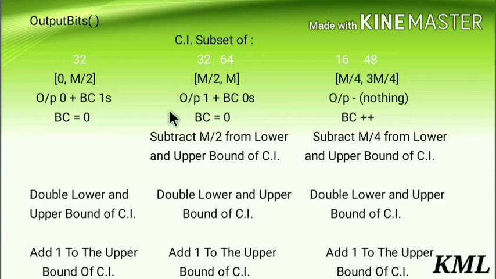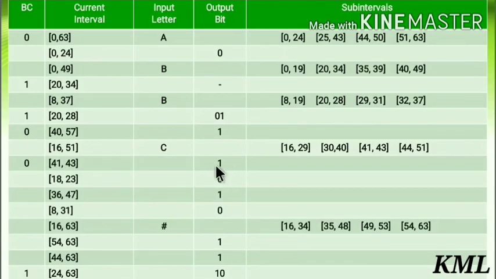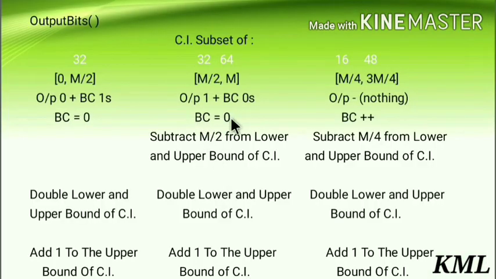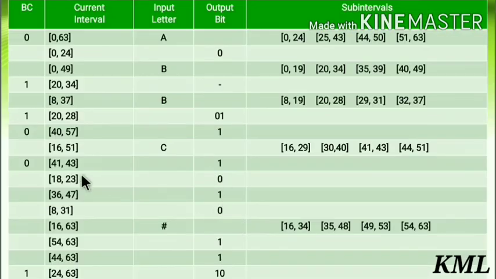So what you do is output 1 plus bit count zeros. Bit count is 0, so you don't have to add any zeros. So you get just 1. Next, you set bit count to 0, then subtract 32, that is m by 2, from the lower and upper bound, double the lower and upper bound, and add 1 to the upper bound. After subtraction, doubling, and adding 1 to the upper bound, you get 18, 23.